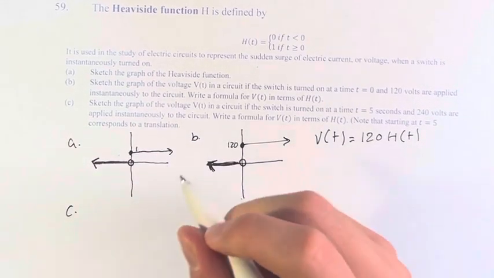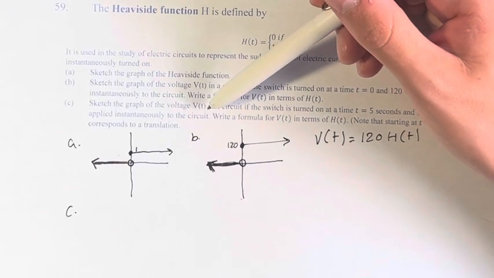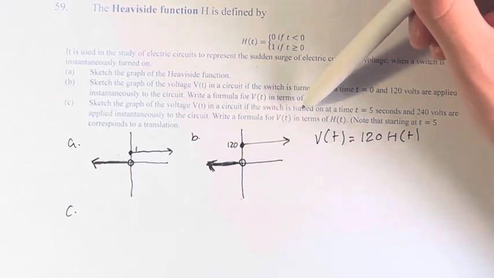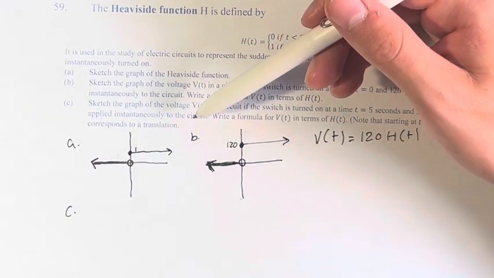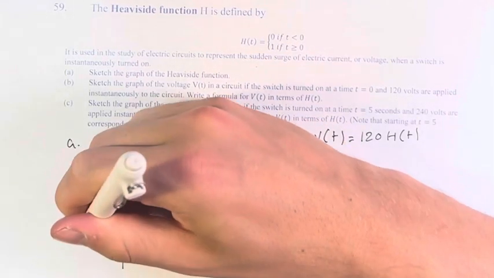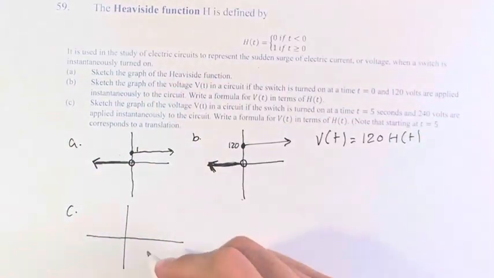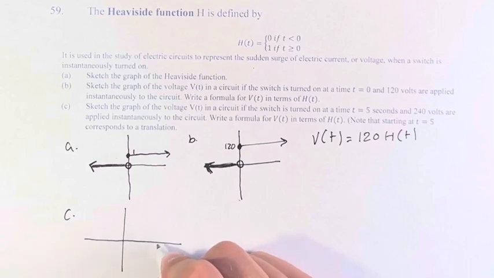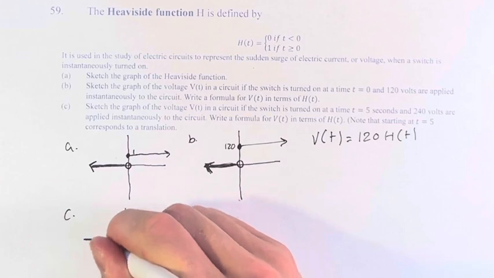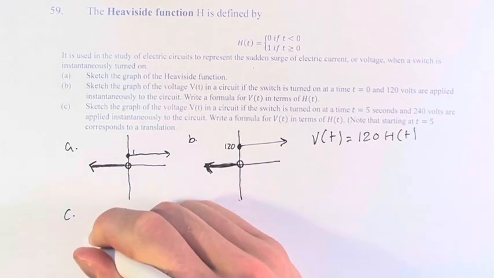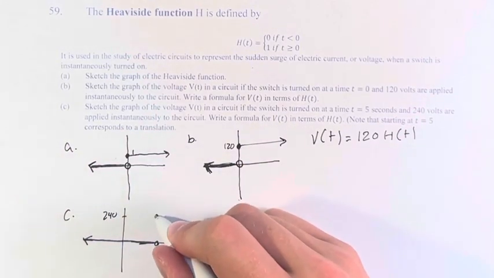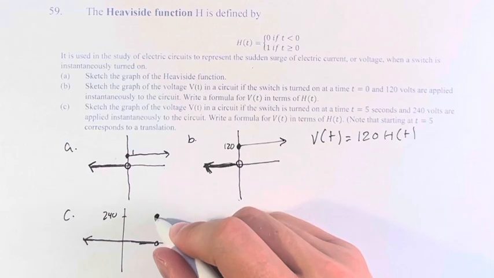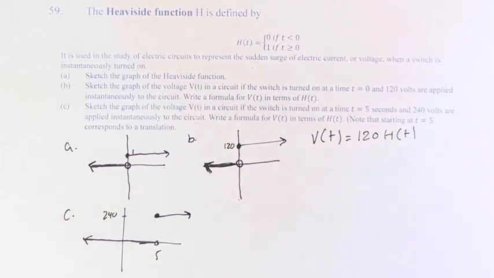I'm going to do a similar thing here. In part C, sketch the graph of the voltage V in a circuit if the switch is turned on at a time of t equals 5 seconds and 240 volts are applied instantaneously to the circuit. So this is going to look a little bit different. Our point of interest is not at t equals 0, but at t equals 5. Before that, we have no charge. And after that, it goes up to 240. Instantaneously, once again, so it's including 5 seconds, so it's a closed circle.